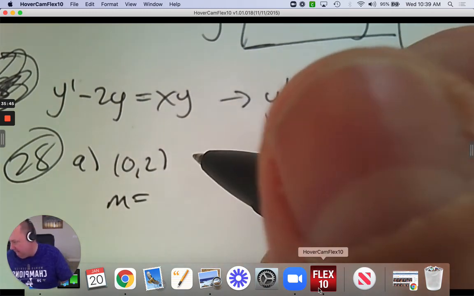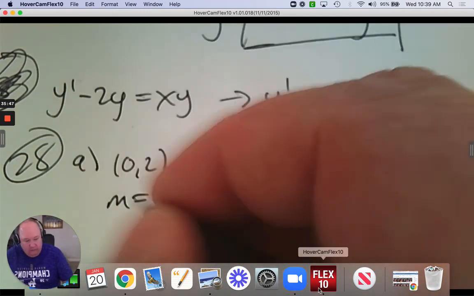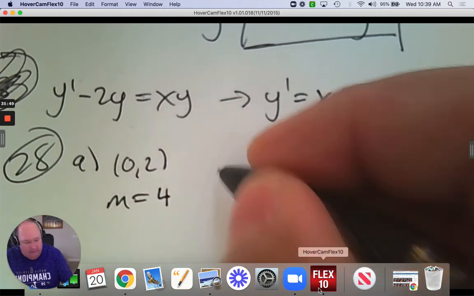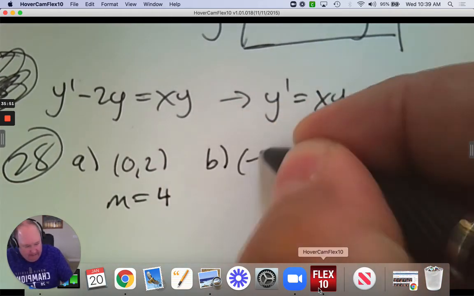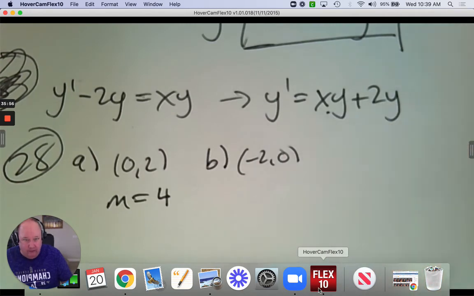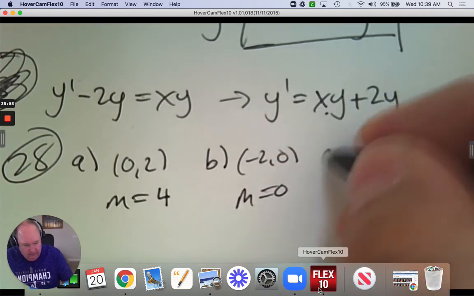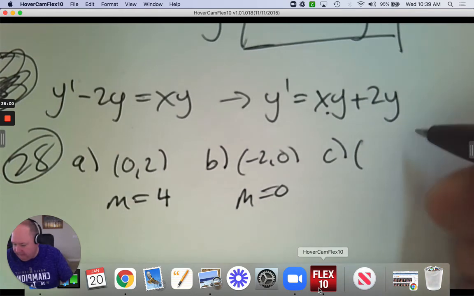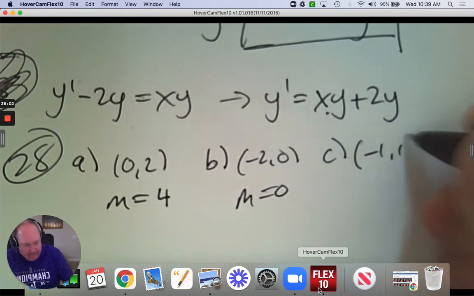And just plug in and answer it. So I'll do it with you. So for A, the answer is just 4. For B, at negative 2, 0, so you plug in negative 2 for x and 0 for y. The slope is 0.